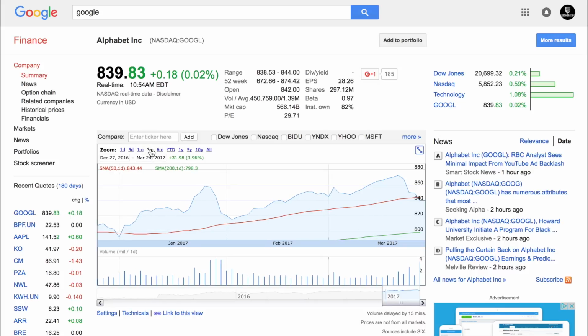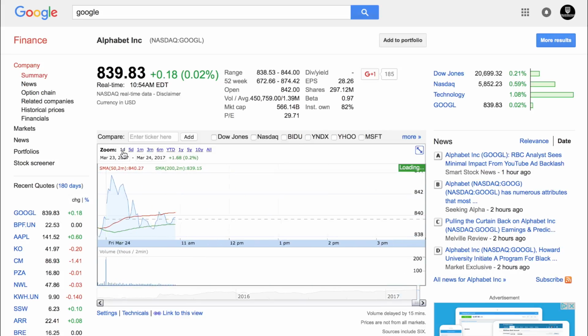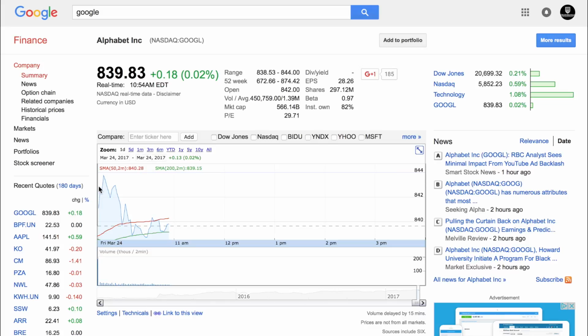If I click on the 3 month, it won't change very much, but that's the 3 month chart that we're looking at. Then we could look at the 1 day. So this will show us what the trading price has been today. This is related to the range that we're seeing up here, the 838 to 844. You can see what time of day it was and what the stock's actually doing.